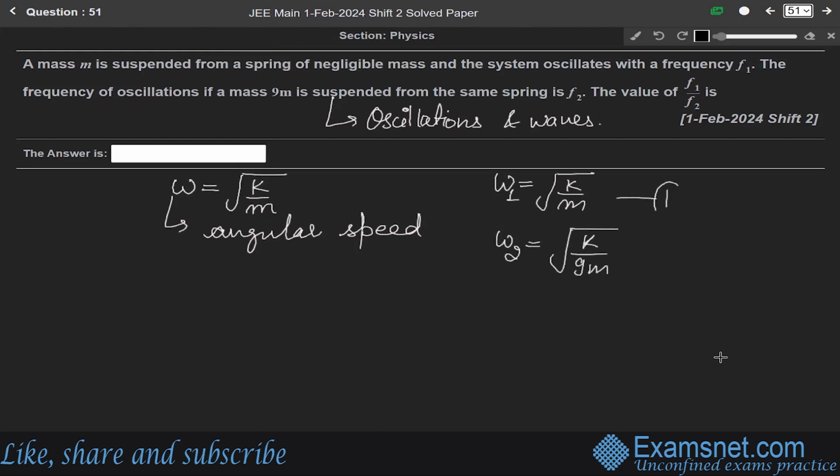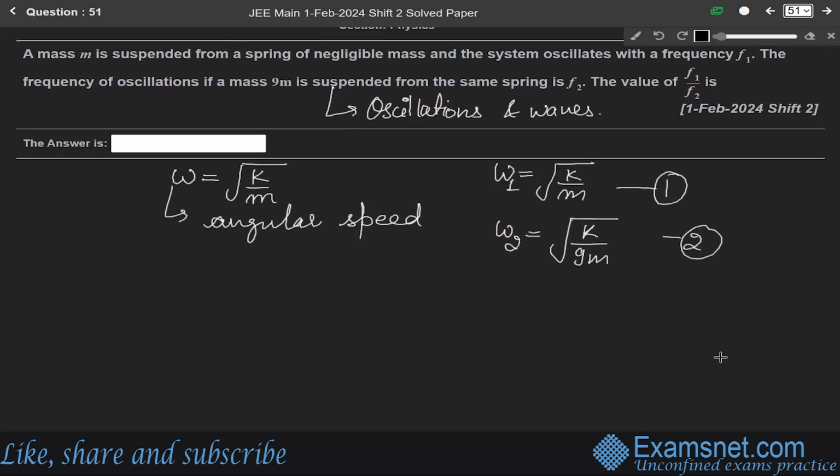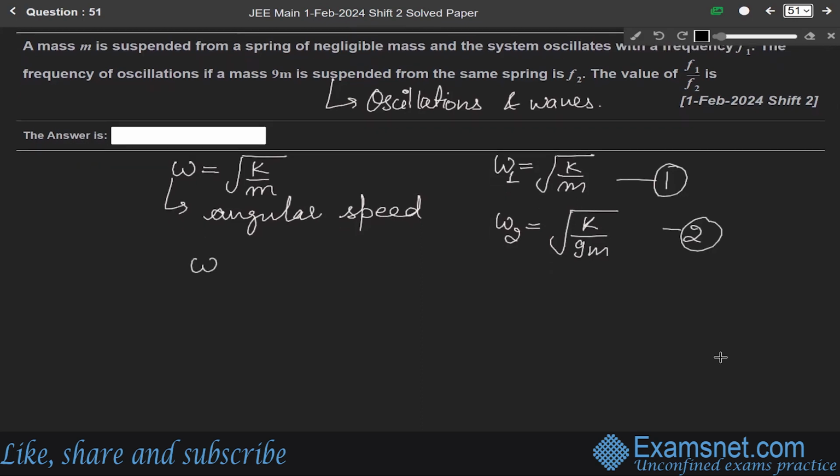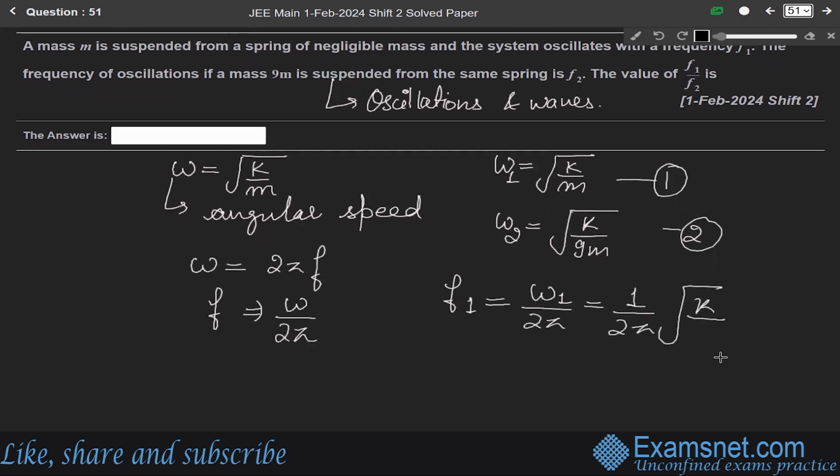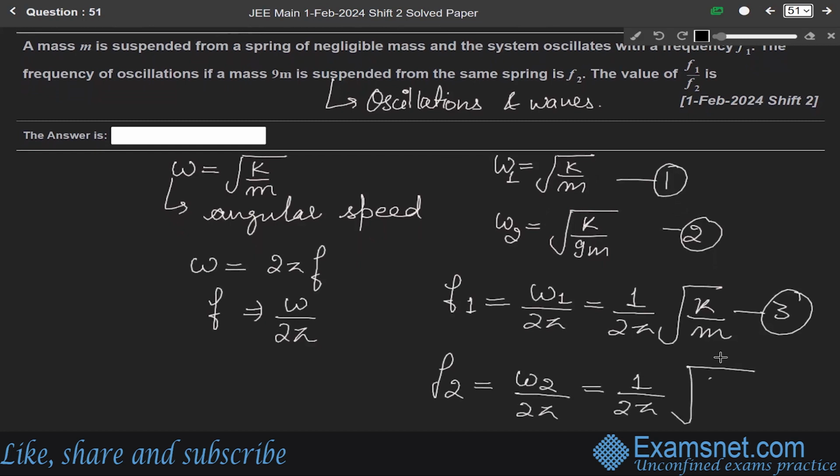Let us say this is equation 1, this is equation 2. We know that omega is equal to 2 pi f, where f is the frequency. So f will be equal to omega over 2 pi. So f1 will be equal to omega 1 over 2 pi. So omega 1 is 1 over 2 pi under root k over m. Let us say this is equation 3, and f2 will be equal to omega 2 over 2 pi. So it will be equal to 1 over 2 pi, and omega 2 is under root k over 9m. This is equation 4.